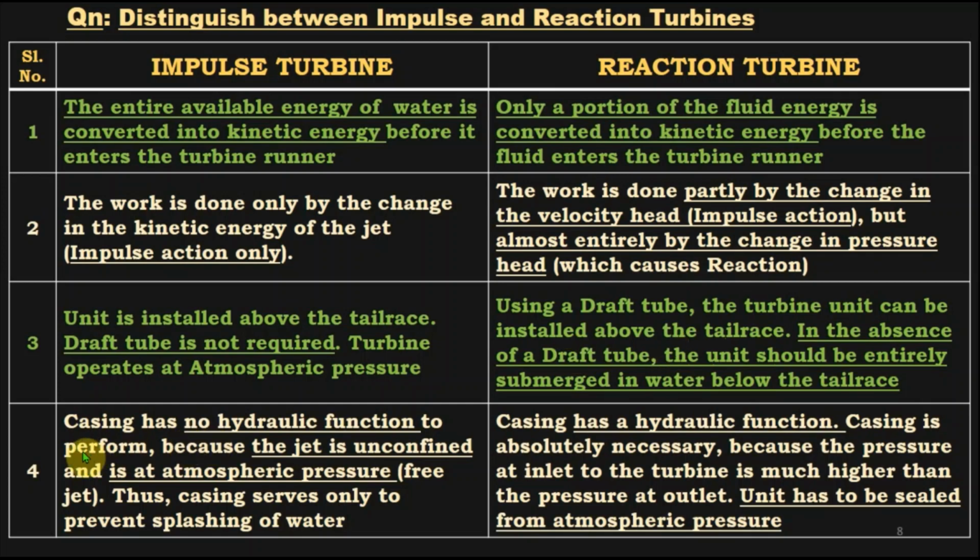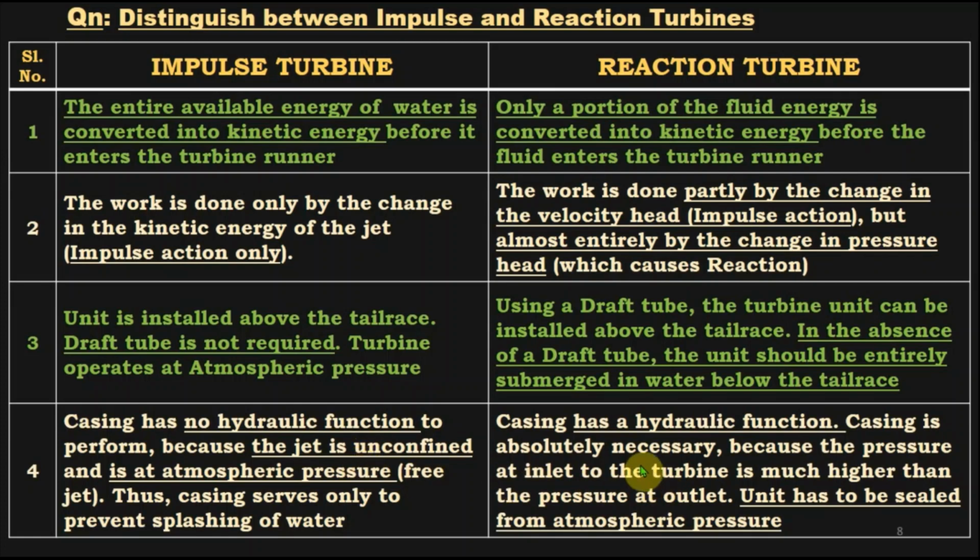In an impulse turbine, the casing has no hydraulic function to perform. In an impulse turbine, the jet is unconfined, that is, it is a free jet, delivered at atmospheric pressure. So the casing serves only to prevent splashing of water. So only to prevent the danger of splashing, we use a casing in the case of an impulse turbine. In other words, the casing in an impulse turbine has no hydraulic function to perform.